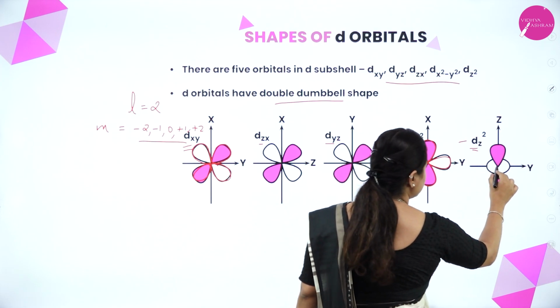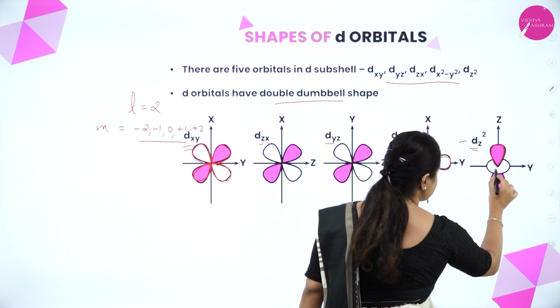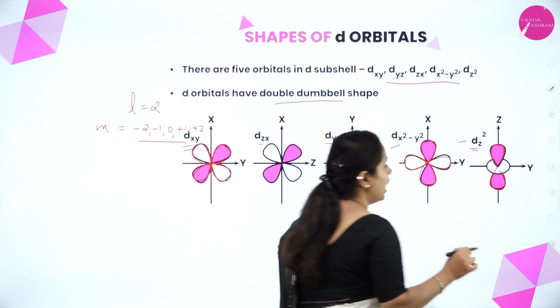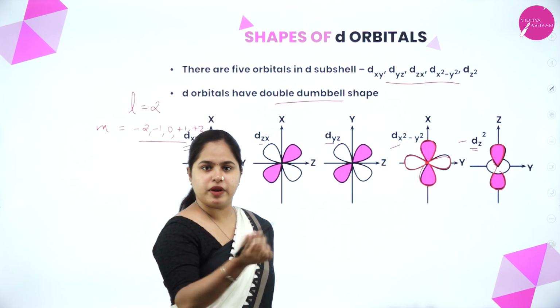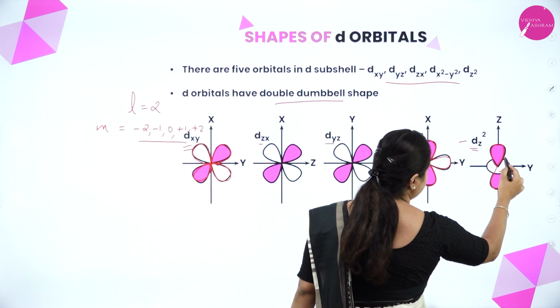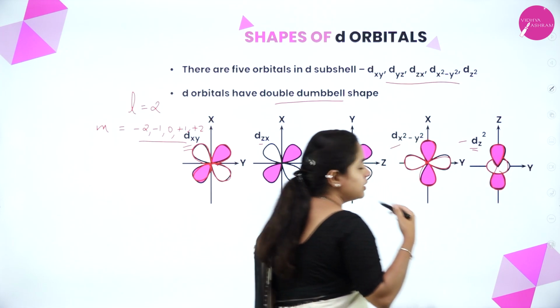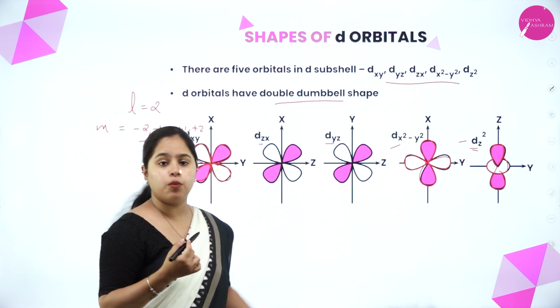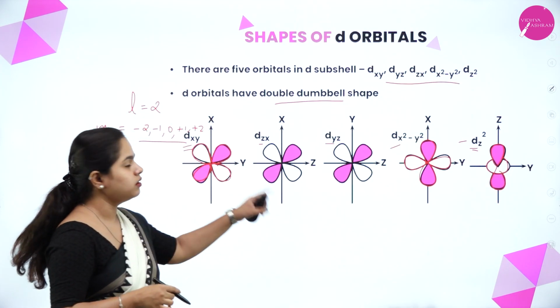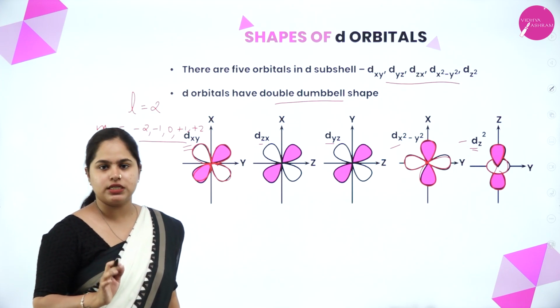One dumbbell is present along the axis and another one is present as a circular shape. Around this, a circle you can see. So that is about dz square. So these are the 5 d orbitals. So I hope it is clear.